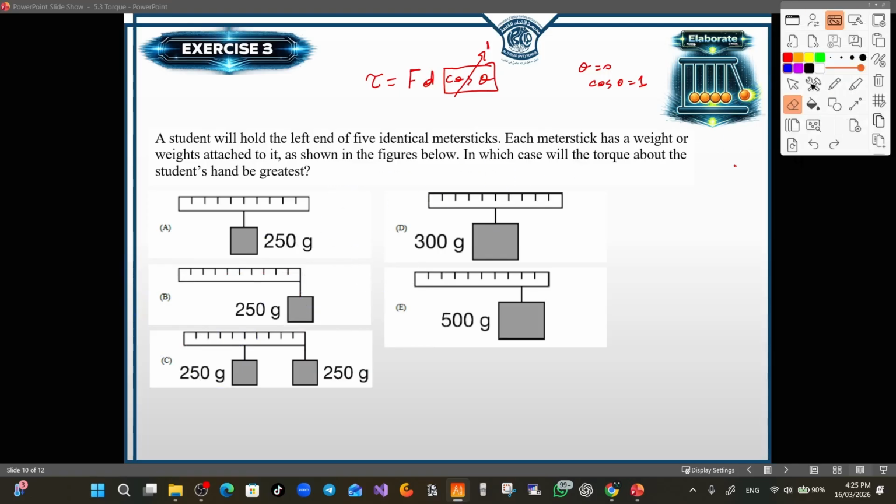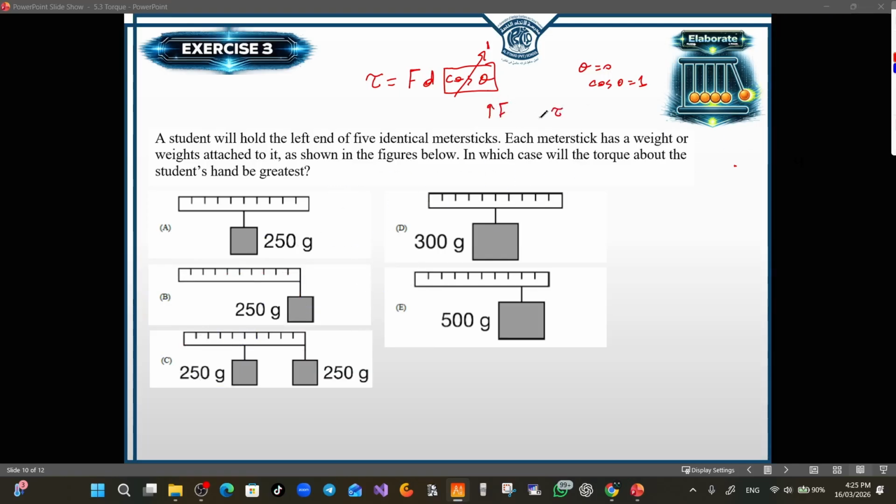Remember that as the force increases, the tau increases. As the distance increases, the tau increases. Now here in A and B, we have the same masses, but here the distance is larger, so we're going to eliminate A. Now let's compare between B and C. In B, we have 250 gram on the edge of the stick. Also here we have the same amount of mass at the same distance, but the net torque here will be larger because we have another mass placed on the meter stick. So we will eliminate B also, because the torque of B is less than the torque at C.